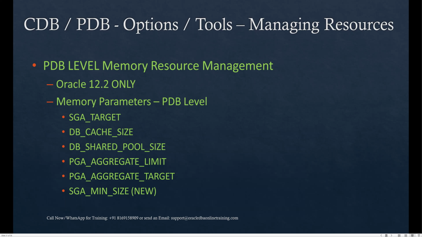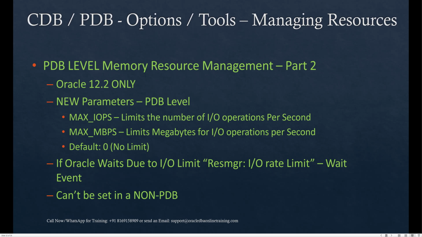So again, what are the memory resource management options that we have at PDB level? You can manage SGA_TARGET, DB_CACHE_SIZE, SHARED_POOL_SIZE, PGA_AGGREGATE_LIMIT, PGA_AGGREGATE_TARGET. These are some of the parameters that you can also use at PDB level. For pluggable database resource management, you can also utilize new parameters at PDB level: MAX_IOPS and MAX_MBPS. These are some of the parameters we can utilize for 12.2 onwards pluggable databases.